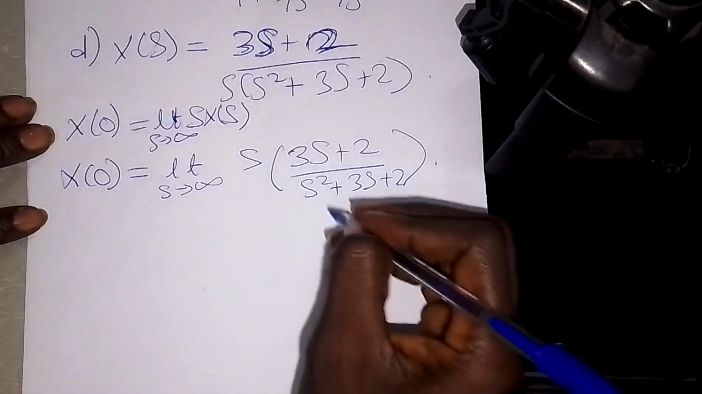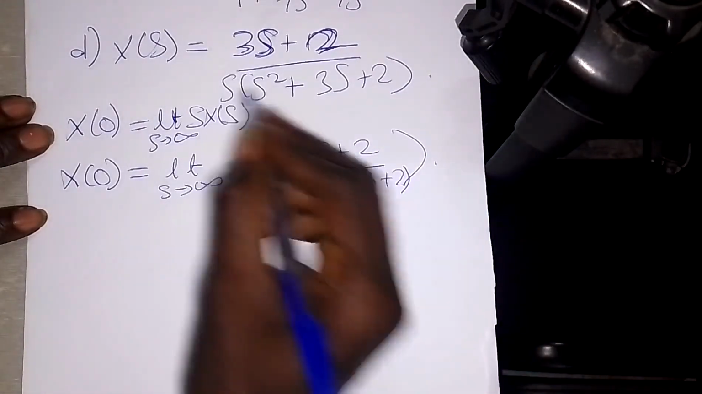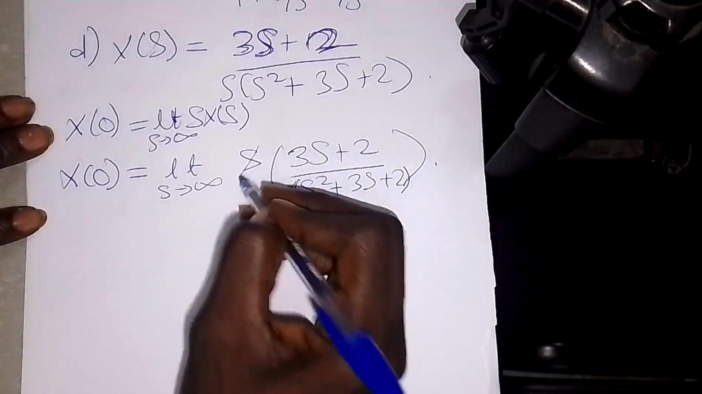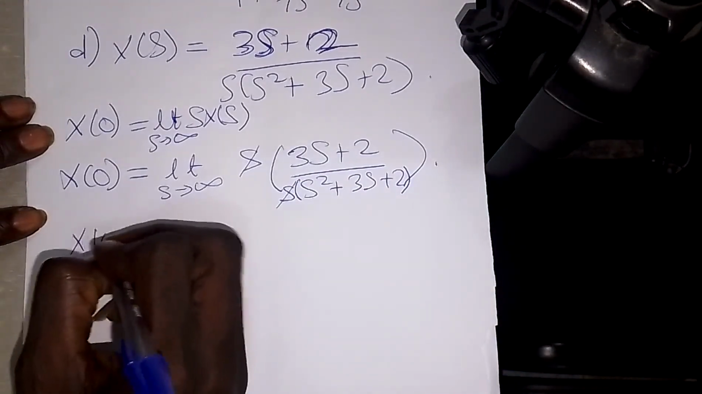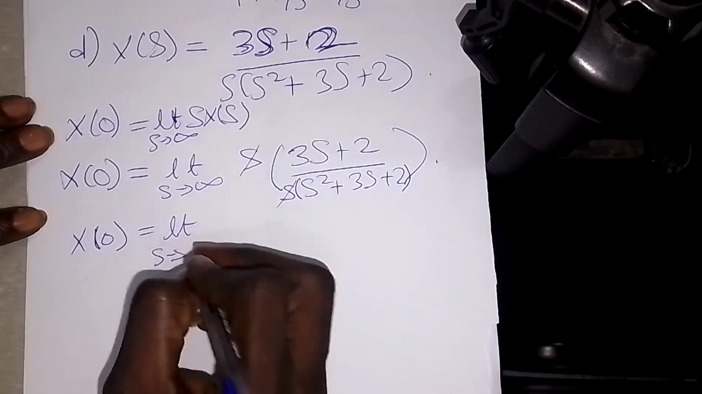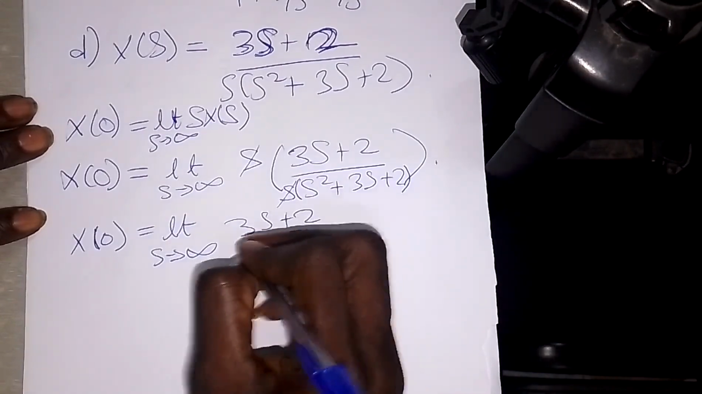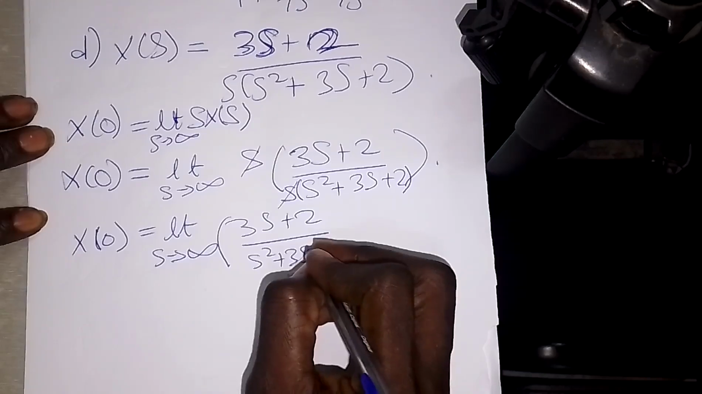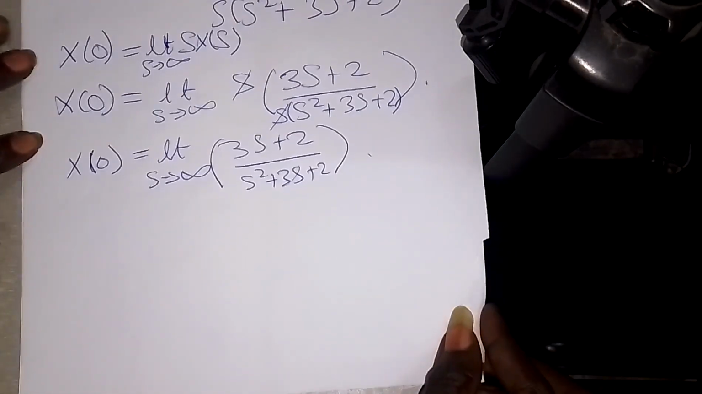Sorry, please, there's another s here. If this s cancels this s out, then what am I going to get? x of 0 is equal to the limit as s approaches infinity of 3s plus 2 over s squared plus 3s plus 2. Now let me divide through by s squared.